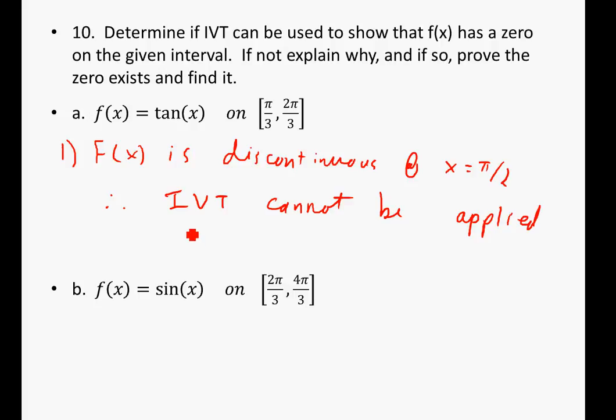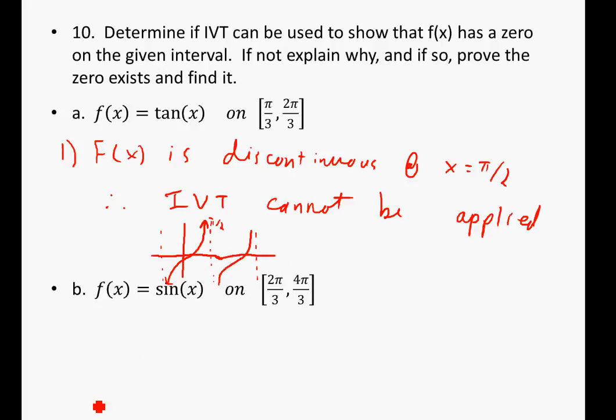You don't need to draw this, but I'm just going to show you real quick. Tangent looks like this. You've got an asymptote at pi over 2. So this is pi over 2 right here, and tangent looks like this. And then it starts again right here. It's got another asymptote at 3 pi over 2.